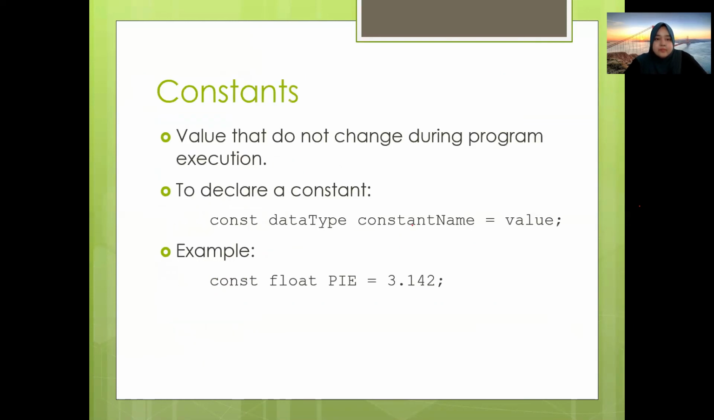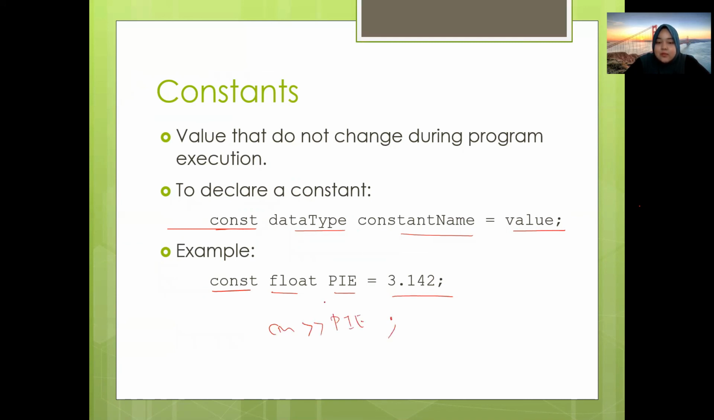Okay. What does it mean about the constant? Constant means a value that does not change during program execution. To declare a constant, you kena letak const, data type, const name sama dengan value. Selalu yang kita akan gunakan const adalah benda yang kita memang tak nak ubah. Memang kita nak dia punya value tu sama sampai bila-bila. So you boleh tambahkan const float pi. Pi kan nilai dia memang sama je. So kita buat 3.142.